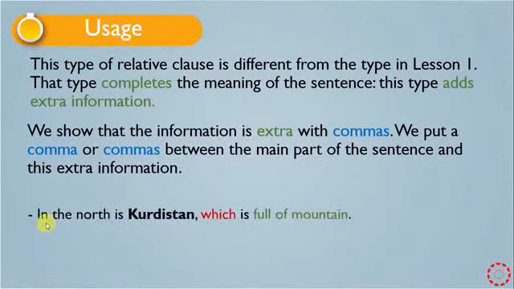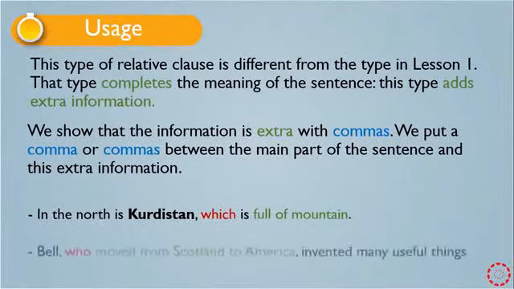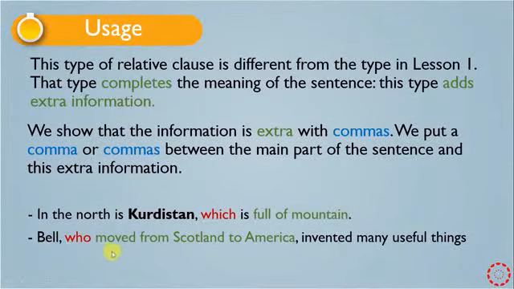Look at this example. In the north is Kurdistan, which is full of mountain. Full of mountain is extra information we add to the first sentence. Bell, who moved from Scotland to America, invented many useful things. Here, moved from Scotland to America is extra information.